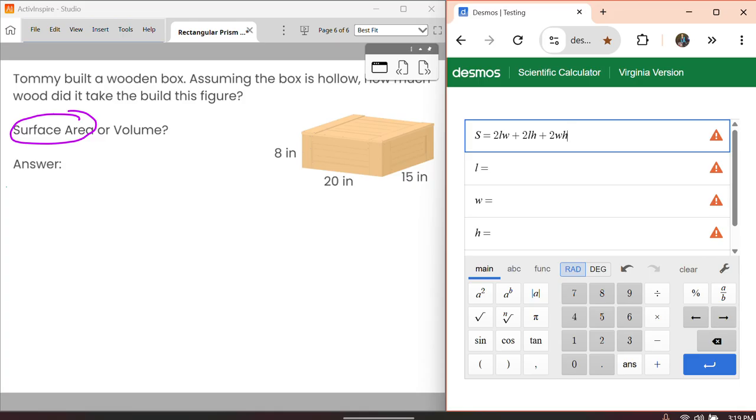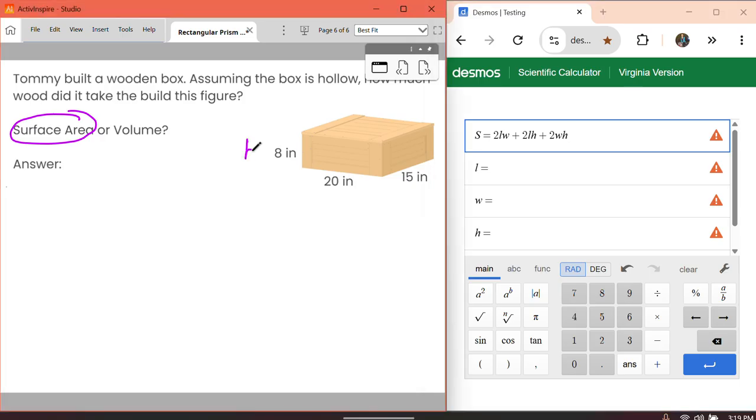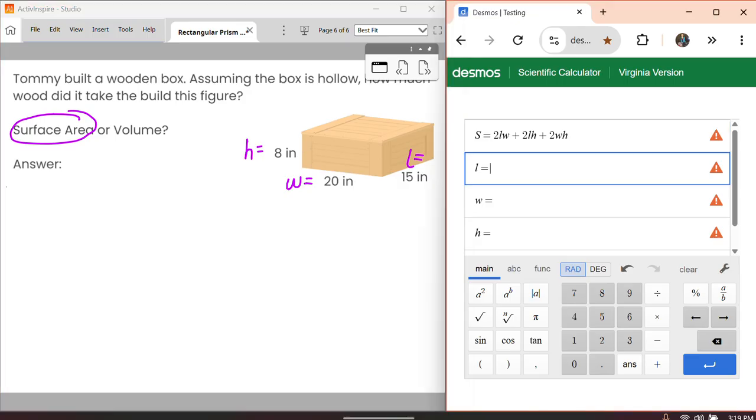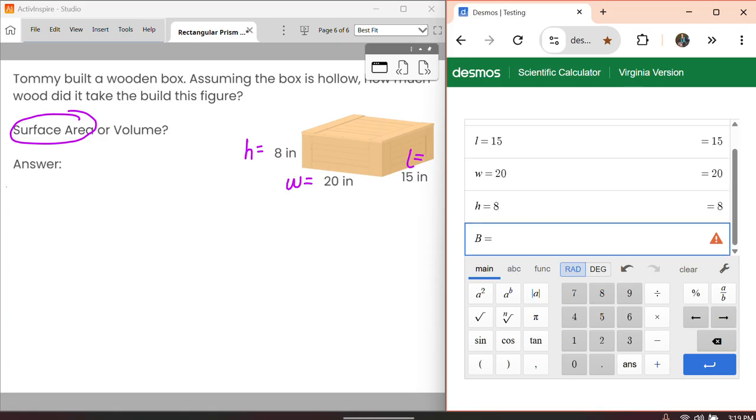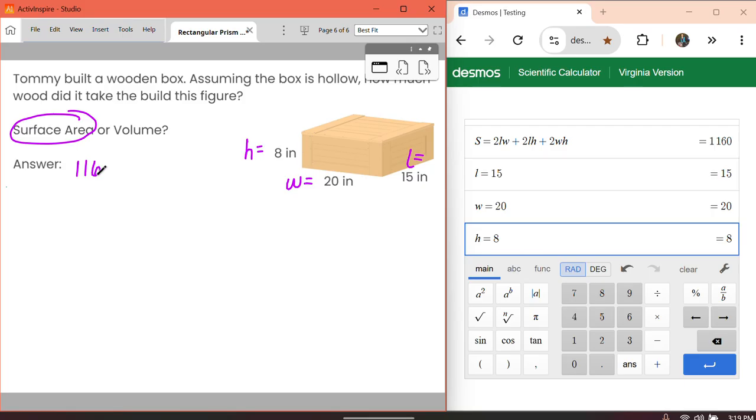And then I'm going to go through and label all of my parts. And remember, it doesn't matter which is which. I think most people would probably say the height is 8, but if you don't and you put something else, that's okay. I'm going to say 15 is the length and 20 is the width. But again, you can mix those up into any order you want. So in mine, I put 15 for the length, 20 for the width, and 8 for the height. And I don't need this big B because I'm not doing volume. So there's my answer, 1,160 square inches.